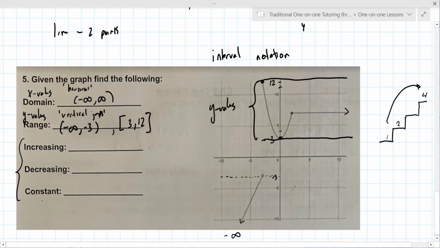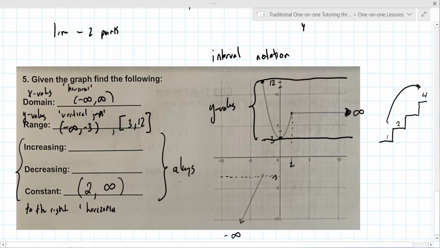Okay, let's talk about these last 3, and maybe we'll do another example right now. Constant's the easiest one to talk about. Constant means it's going to the right or horizontal, basically. So where is this graph completely horizontal? I think it starts at. I cannot see, but it's about 2-ish, right in there. And how far to the right does it go? It looks like forever. Infinity. Yes. So you always use parentheses for these increasing and decreasing. You always use parentheses. You don't have to use brackets for these.